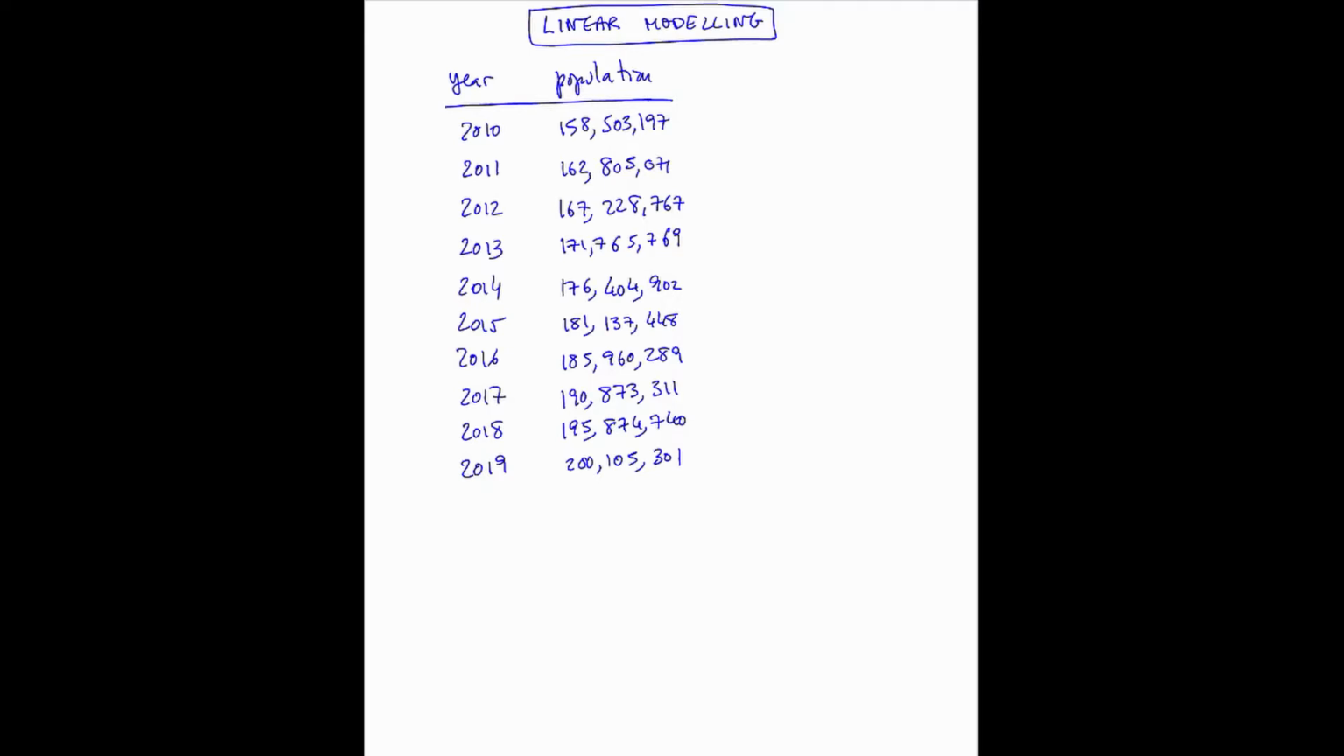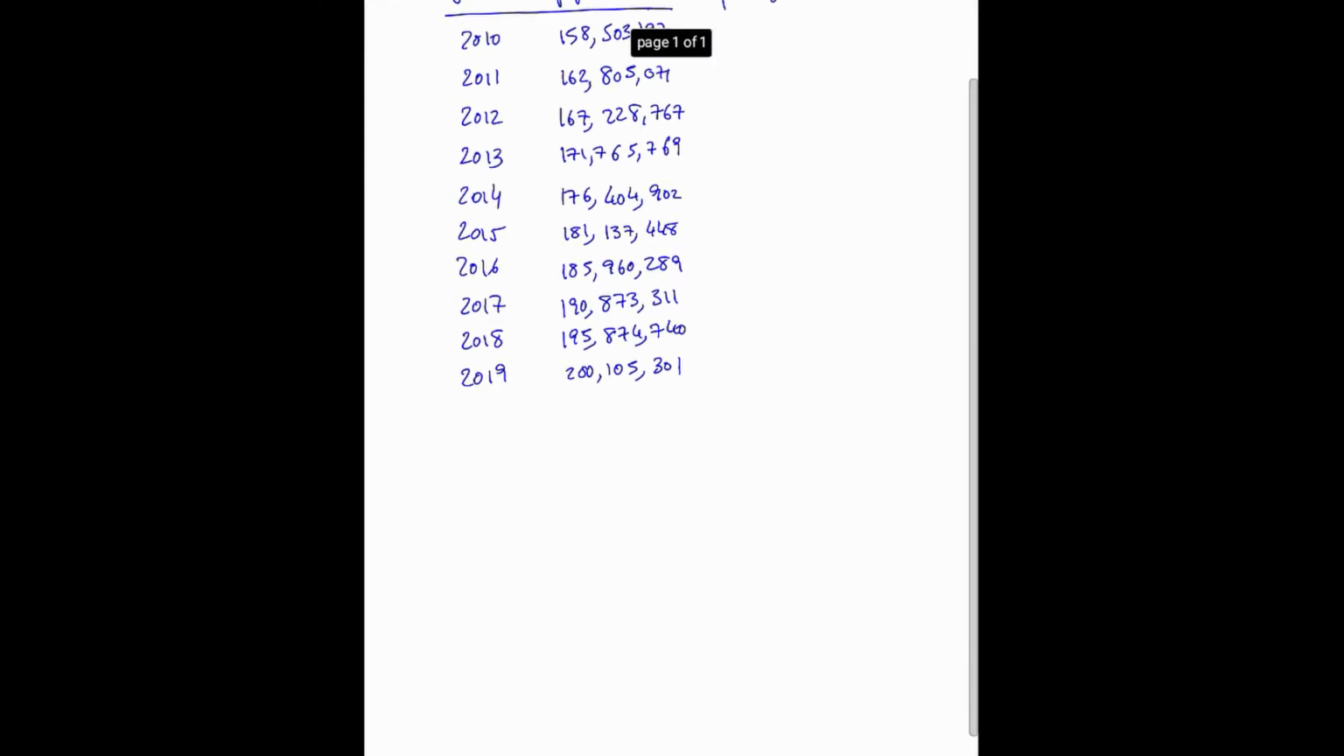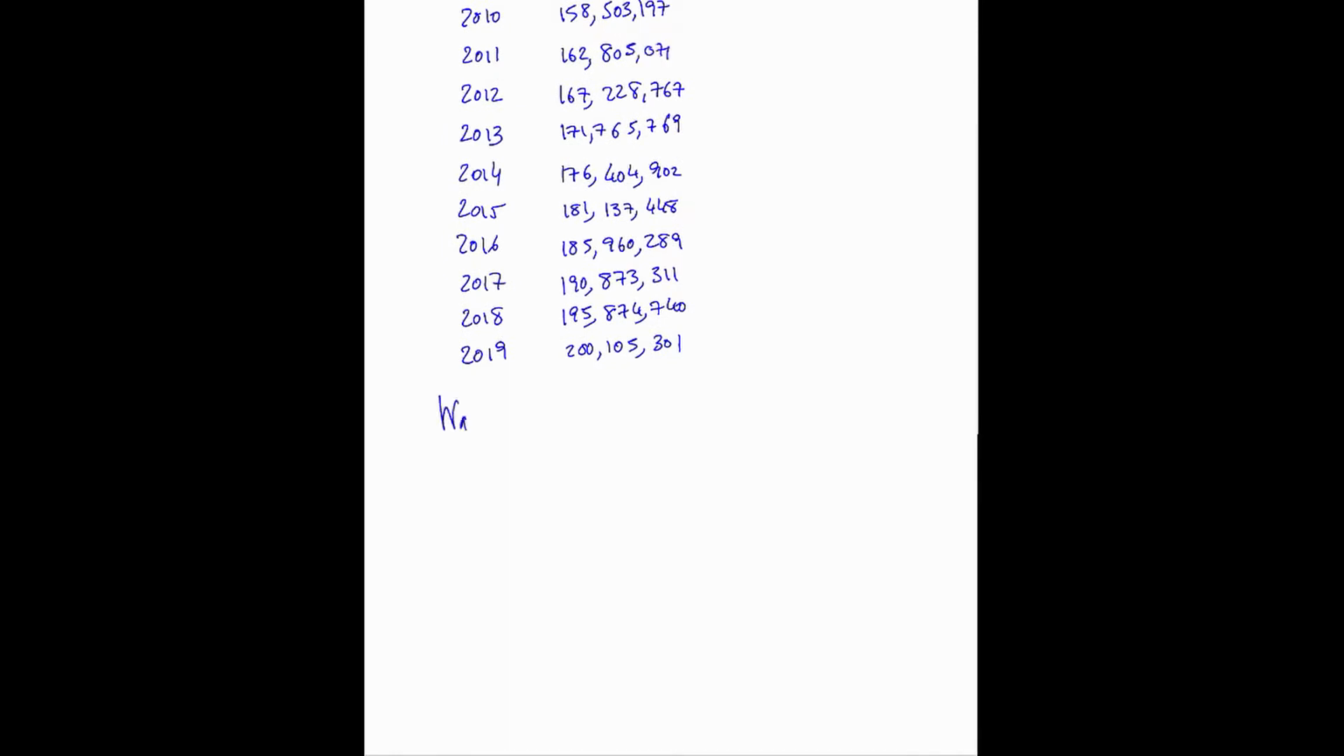In this video, we learn how to build a linear model of some real data. These numbers you see here correspond to the population of Nigeria from years 2010 to 2019. What do we want to do? What we want here is to get a line, a linear model, that approaches the data so we can do some prediction for the future.